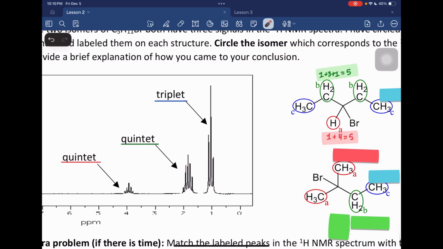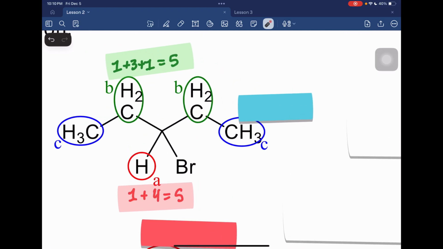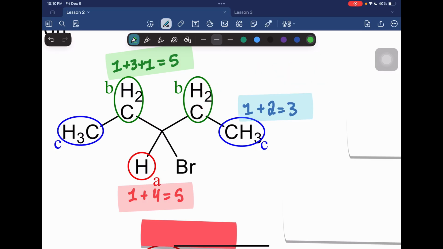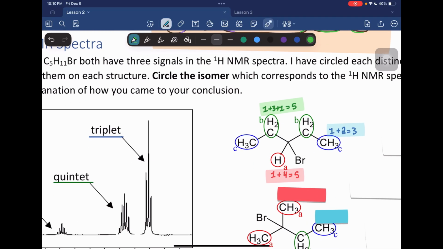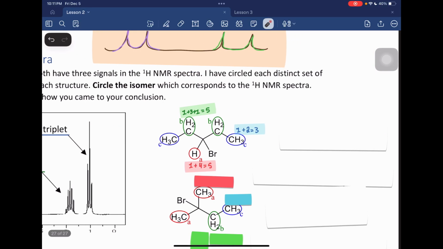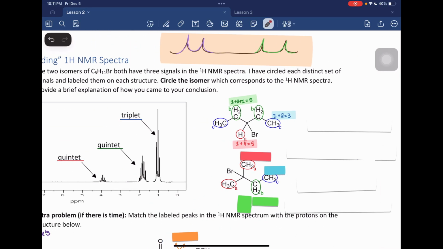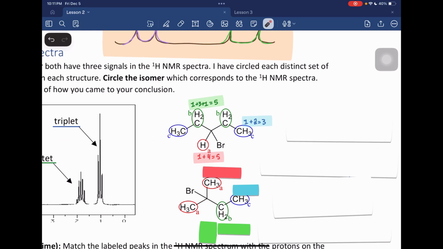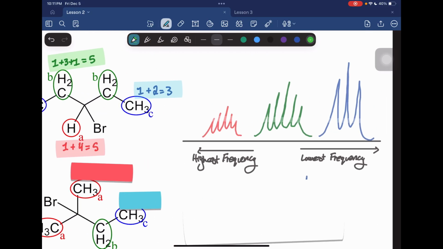Last is the triplet. So again, this is n plus 1. This has to be our 1, right? So this is 1 plus our neighbors, 2, equals 3. This is a triplet, and it works. So our very first one ended up being the correct one for the problem. Okay, and I drew it here as well, because you should be able to draw it.